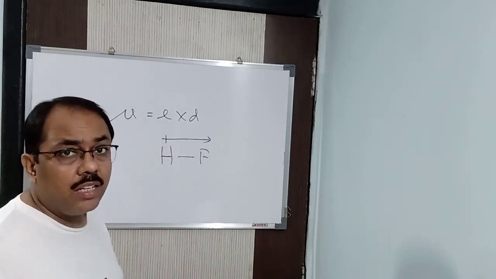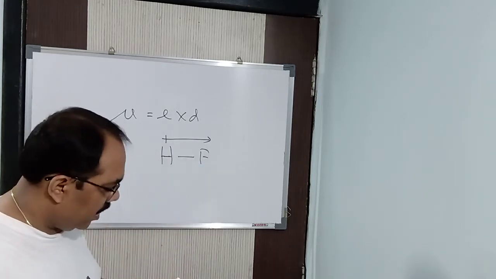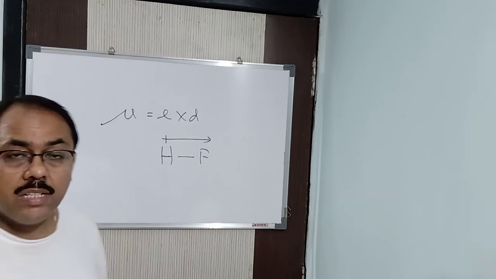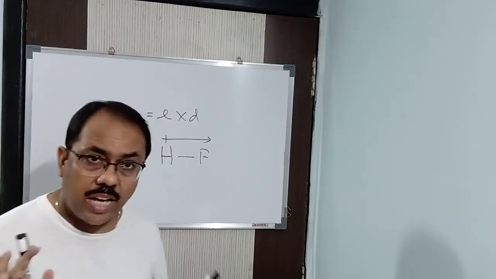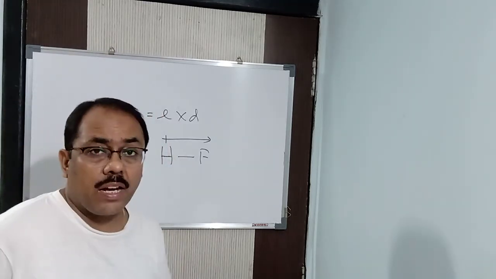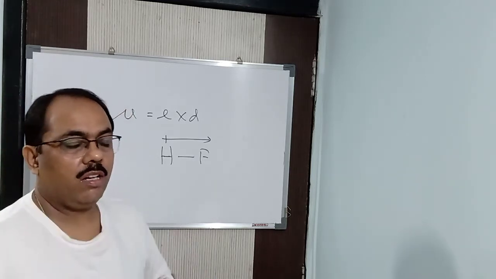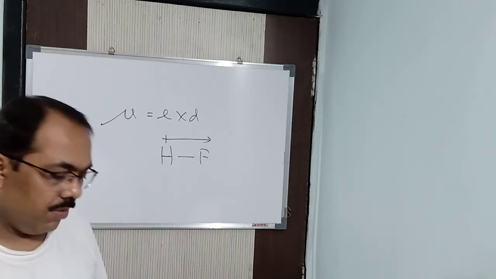We represent a dipole moment this way, and as it has a direction, dipole moment is a vector quantity. It is not a scalar quantity. Now, you understood what a dipole moment is? It's the product of the net positive and negative charge and the distance between them.